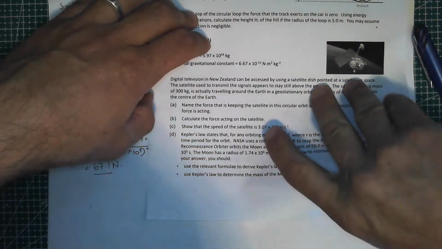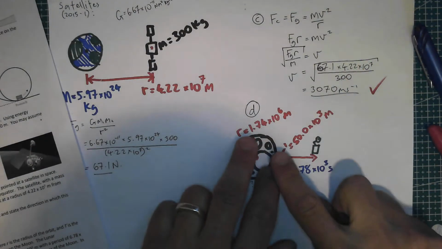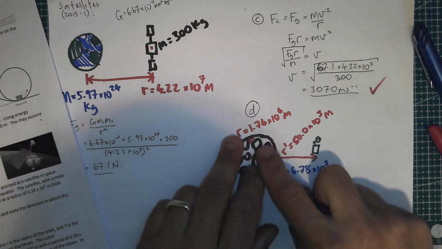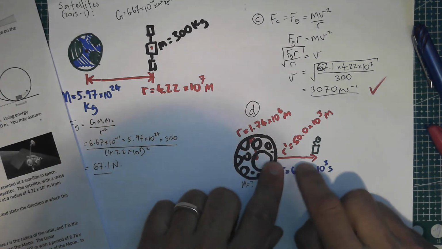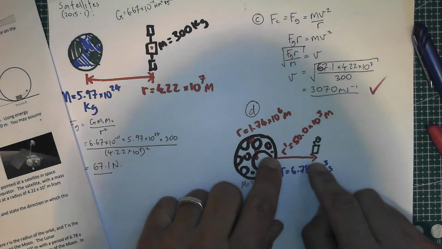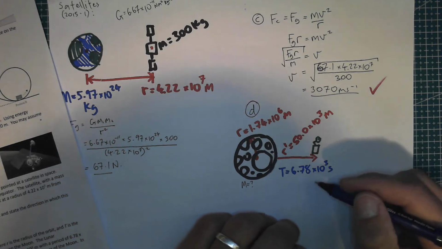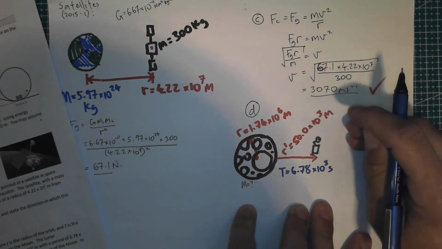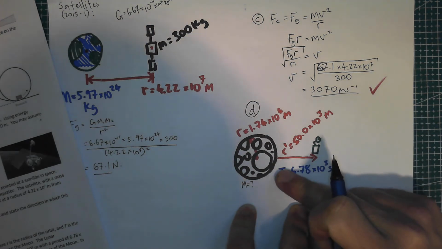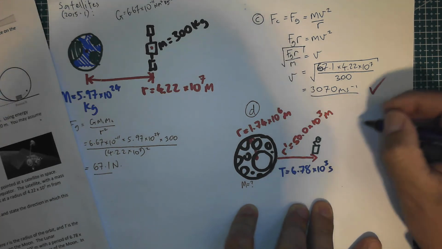So here's my moon with the satellite. Again, I've done that tricky thing where you've got the radius of the moon and then the height of the orbit. So you need to add these two together to get the total radius. Okay, so let's start with deriving Kepler's law and showing that time period squared is proportional to the radius cubed.